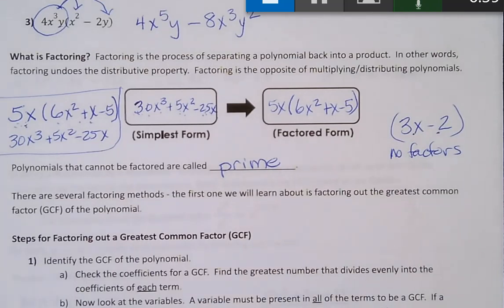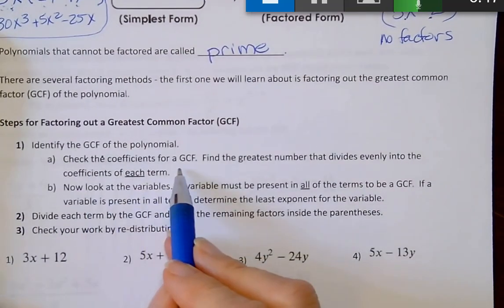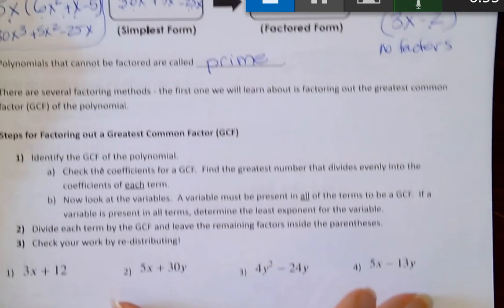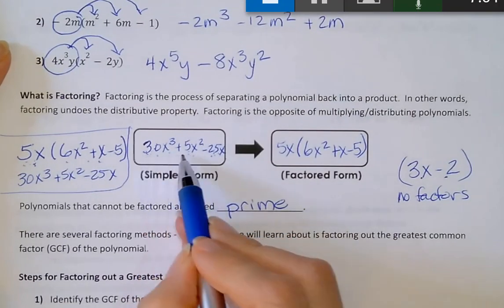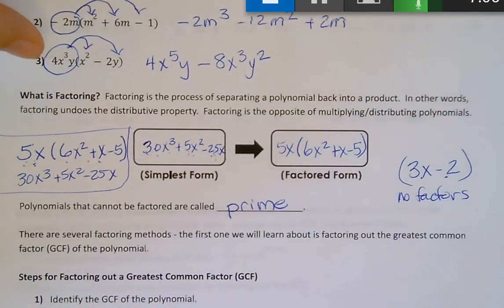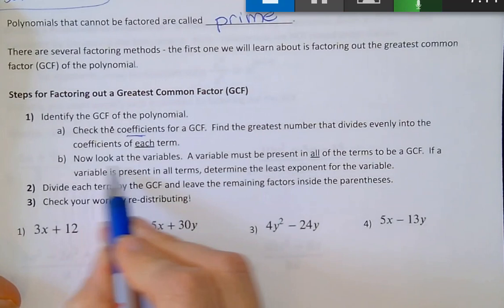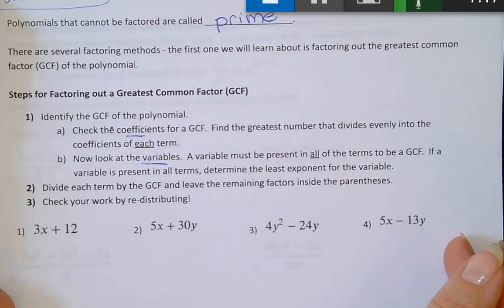So we're going to identify the greatest common factor, and that's mostly thinking about your terms. You're going to check each one of the coefficients to see if there's a greatest common factor. So what's the biggest number that divides evenly into the coefficients of each term? When we did that, we said what number divides into 30 and 5 and negative 25. Okay, and then we thought about our variables as well, right? So first we check our coefficients, and then we're going to look at our variables. And the variable has to be in every single term.